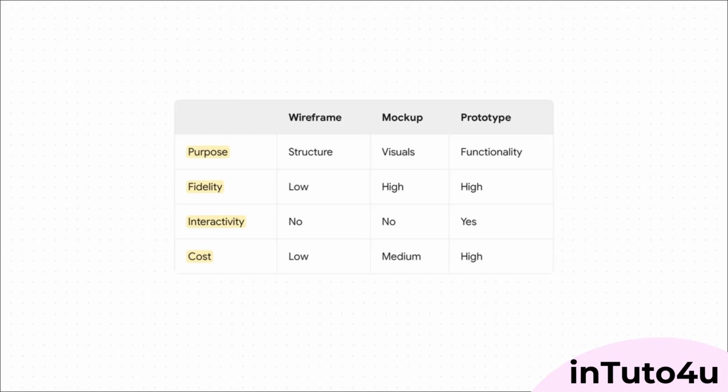This table right here, this is the perfect cheat sheet. Wireframes are for structure. They're lo-fi, no interaction, and low cost. Mockups are for visuals. They're hi-fi, still no interaction, and medium cost. And prototypes are for functionality. Hi-fi, fully interactive, and yeah, the most resource-intensive of the three.